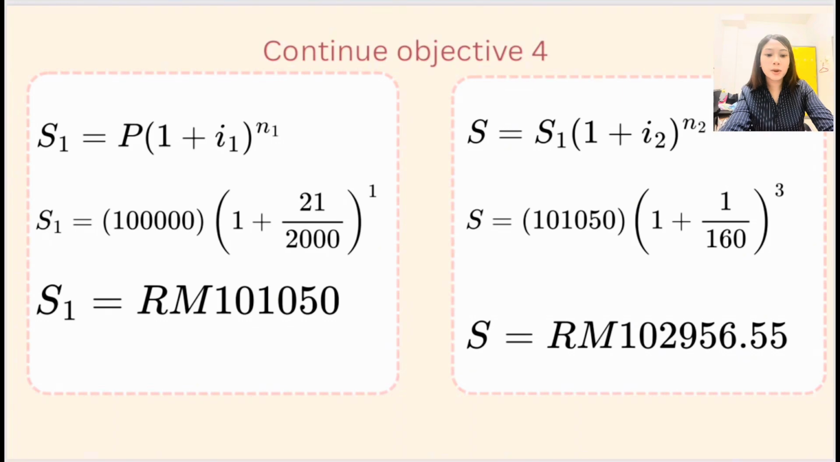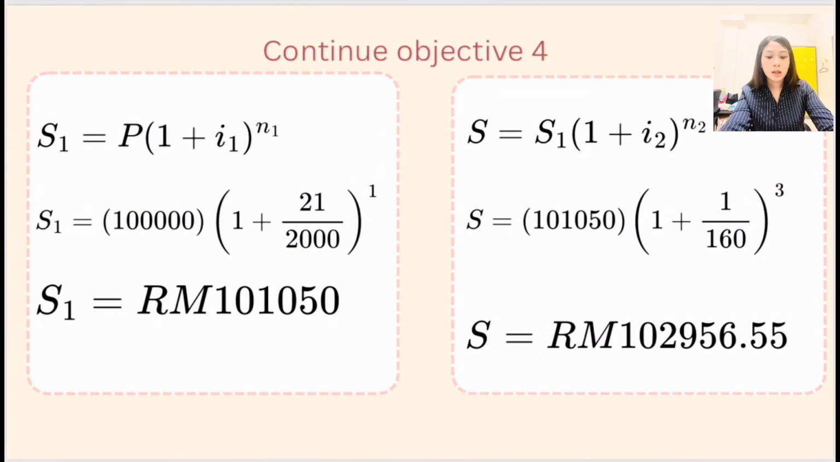Now we apply the compound interest formula in steps. Step 1, calculate the amount after the first period. We use the formula S1 equals P times open bracket 1 plus I1 close bracket to the power of N1. Substitute values. S1 equals 100,000 ringgit multiplied by open bracket 1 plus 21 over 2,000 close bracket to the power of 1. S1 equals 101,050 ringgit.